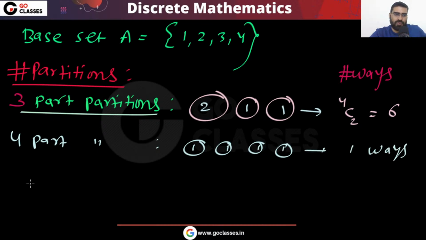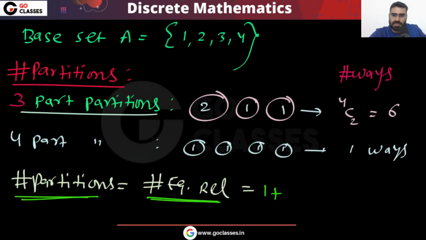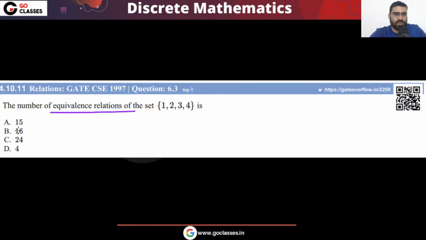So finally, what will your answer be? How many partitions are possible? The number of partitions is equal to the number of equivalence relations. So how many equivalence relations are possible? The answer will be 1 plus 4 plus 3 plus 6 plus 1. So the answer is 15. For this question, the answer is going to be 15. Very simple, you can do this question. The answer will be option A.